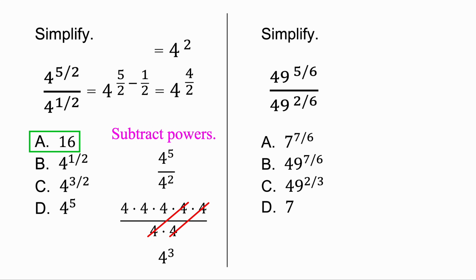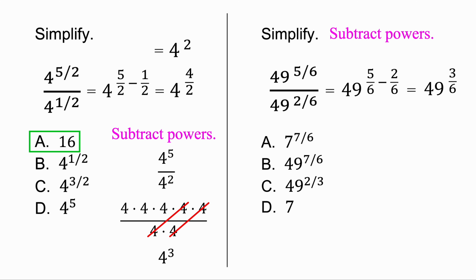Once again, these are stacked. We're going to go ahead and subtract the powers. Top power minus the bottom. So we have 5/6 minus 2/6. They've got the same bottom number. We'll subtract the tops. 5 minus 2. That'll give us 3 up top and 6 in the bottom. Now, once again, we could go ahead and keep going here because 3 over 6, that's the same thing as 1/2. 3 goes into itself 1 time. 3 goes into 6 2 times. So 49 to the power 1/2 is the same thing.